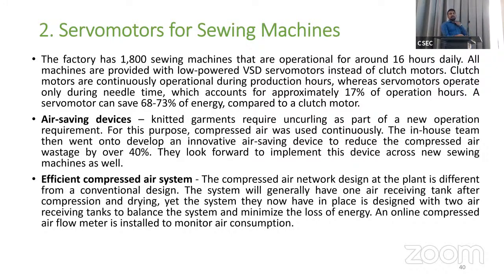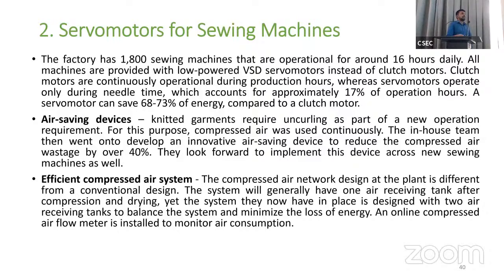Further, in this factory, there are 1,800 sewing machines that are operational for around 16 hours. All these machines are provided with low-powered VSD, variable speed drive, servo motors instead of clutch motors. If they provided clutch motors, they would be continuously operational during production hours, and the energy consumption would be very high. But these servo motors operate only during needle time, which accounts for approximately 70% of operation hours.